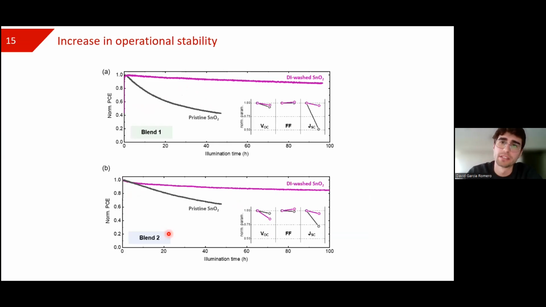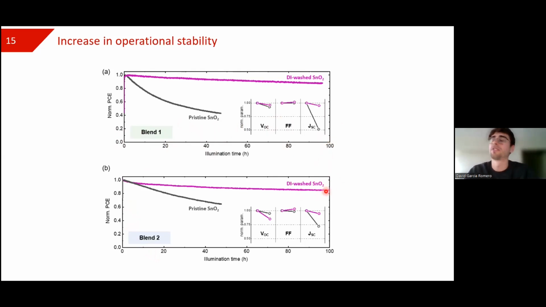Okay, sorry. Let's also have a look at the stability. So what I'm presenting here is the operational stability of blend 1 and blend 2 in an MPP track. So meaning we are continuously measuring the solar cell at its maximum power point and under one sun condition. And what we observe is that our washed tin oxide in both systems improves dramatically the operational stability. And again, the parameter that is mostly affected is the short-circuit current.